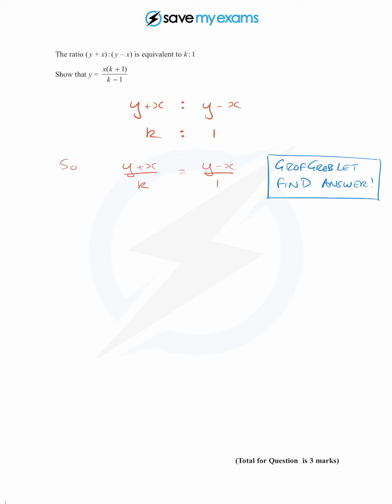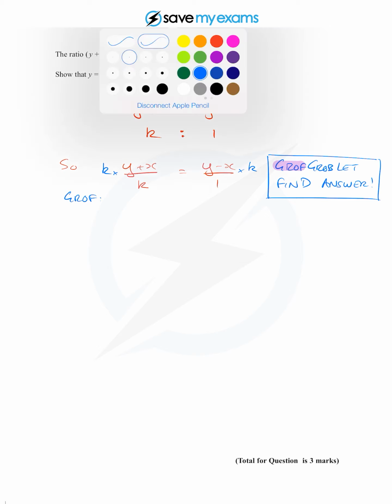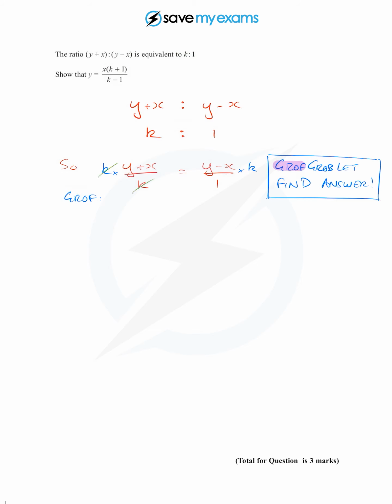Now, what does it actually mean? Well, GROF takes you step by step. The first step is get rid of fractions, okay, which we're going to do by multiplying by the bottoms. Well, multiplying by 1 doesn't make any difference, so let's just multiply both sides by k. And we do that, and on the left-hand side, the point of doing it is that the k's cancel, and on the right-hand side, we get k times y minus x. So let's just write that out a bit more clearly. Y plus x is equal to y minus x times k.